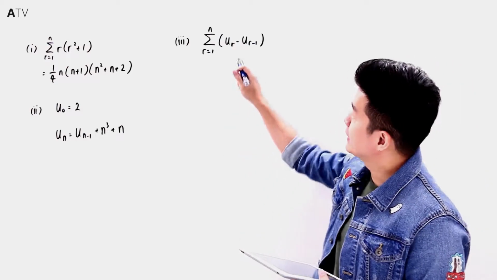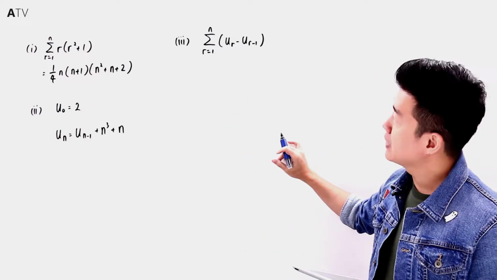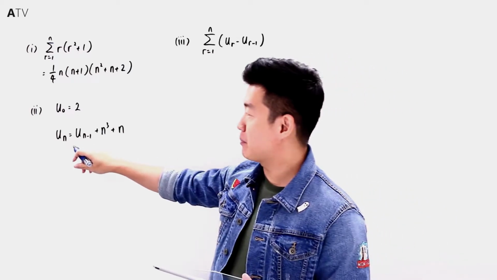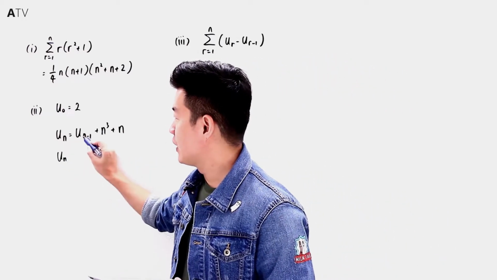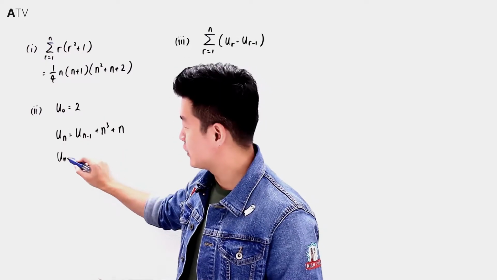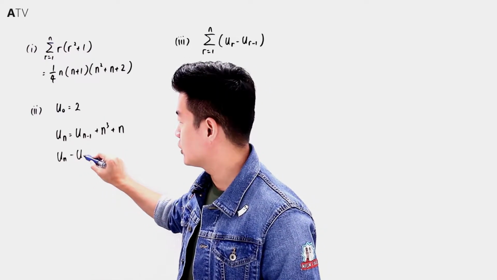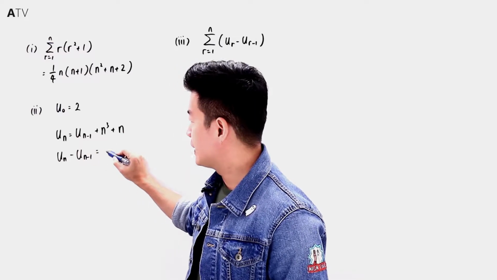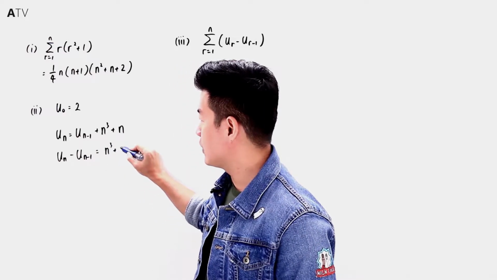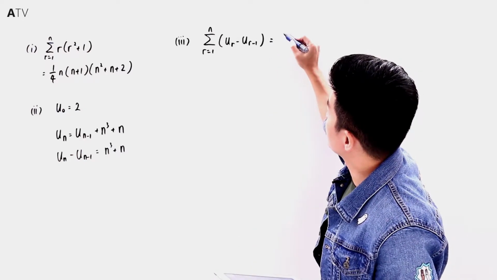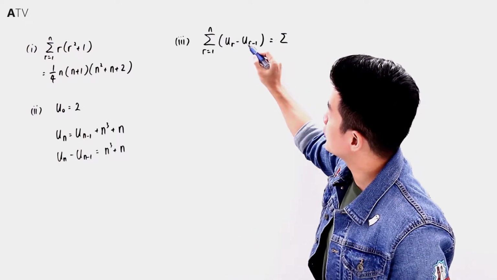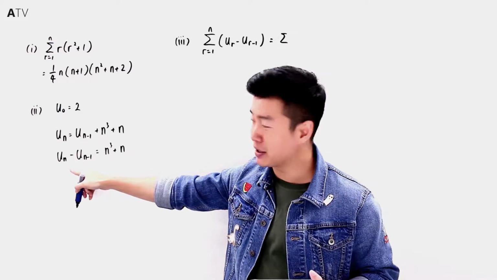We are supposed to consider this particular summation over here. And if you were to go back to the question and look at part 2, we have this, which means that if I were to bring this over to the left hand side, we have u_n minus 1. It is equal to n to the power of 3 plus n, which means that this can actually be re-expressed as u_r minus u_(r-1), replacing n by r.